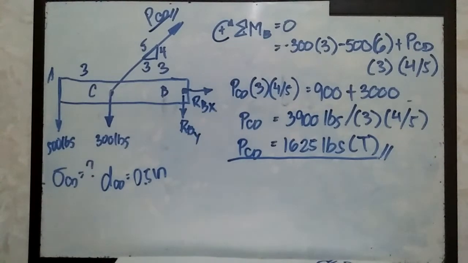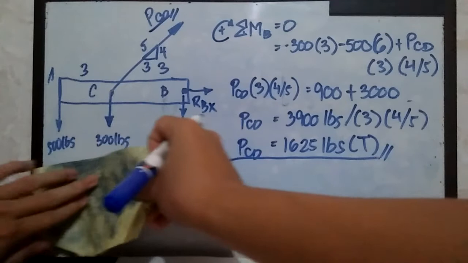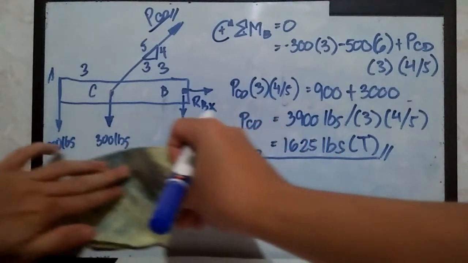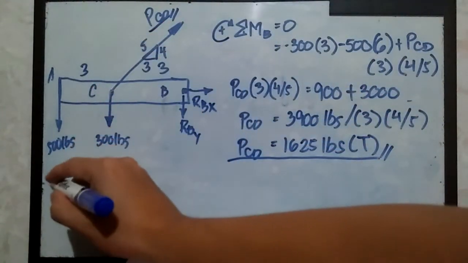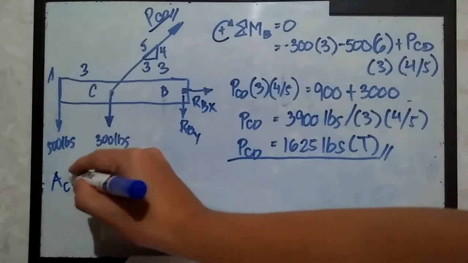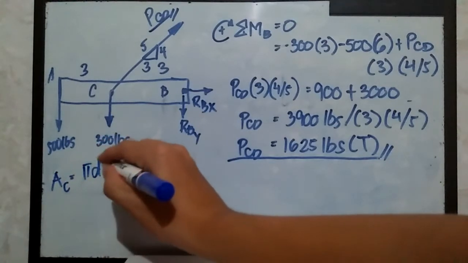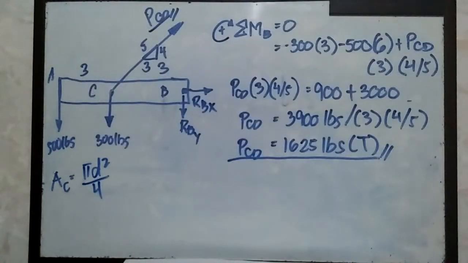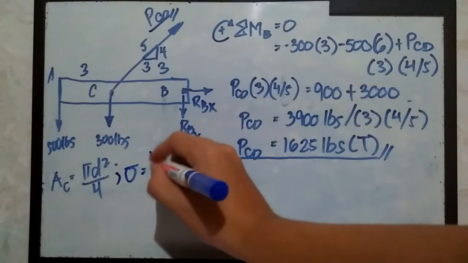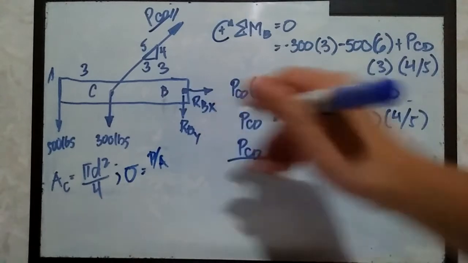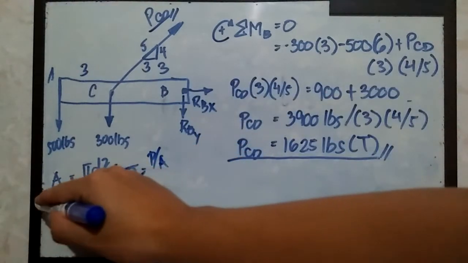And upon solving for the stress, I'm just going to delete this so that we can have some space. So applying the area, the area of a circle is equivalent to pi d squared over 4. And the next one is that we apply simply the formula for the stress. Sigma is equal to P over A. Okay, so let's do it.